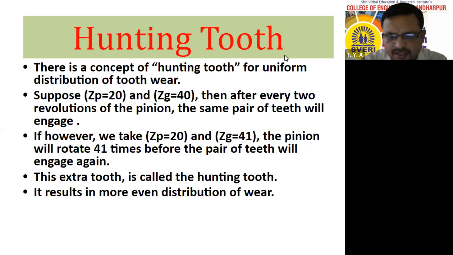Hunting tooth, why? We have to consider the hunting tooth to distribute the wear uniformly over all the teeth. In the example that has been given, suppose ZP, the number of teeth on the pinion, is equal to 20, and ZG, the number of teeth on the gear, that is the larger gear, is 40.